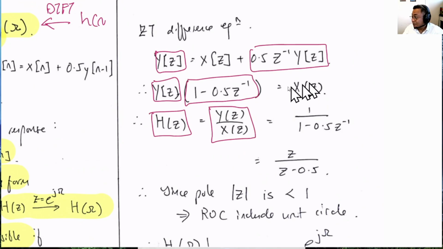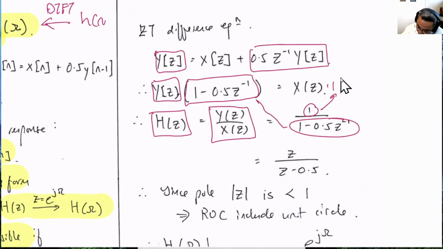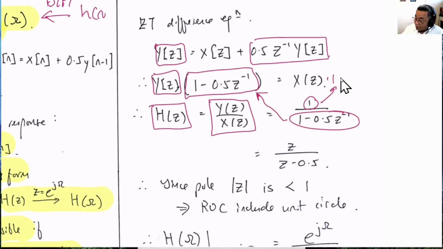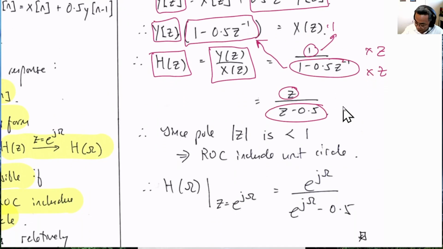So you just bring X(z) to that side, then you have H(z) equals to 1. So this 1 comes from here, and this guy comes from this guy. Okay, and we don't like to deal with negative powers of z, so we basically multiply by z on top. So we have z on top and z minus 0.5 at the bottom, and now we can sketch.